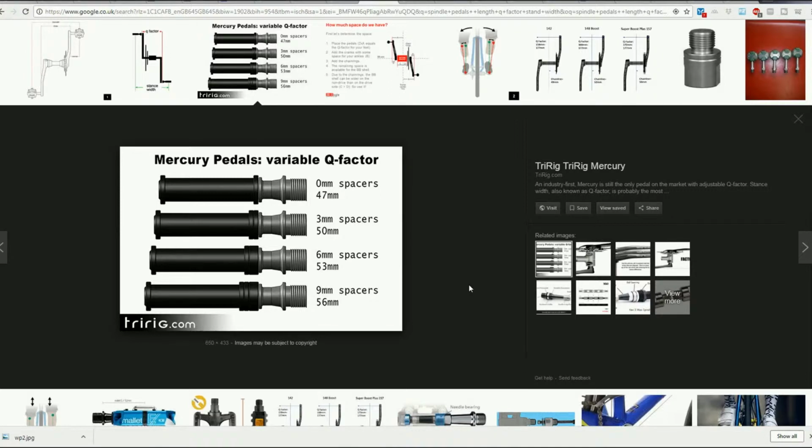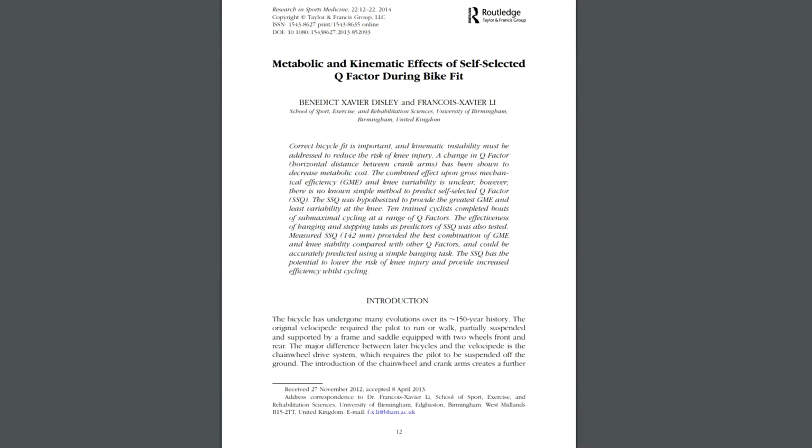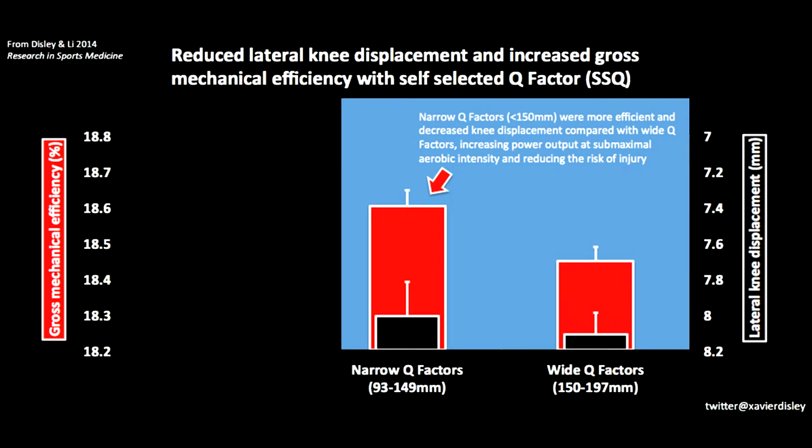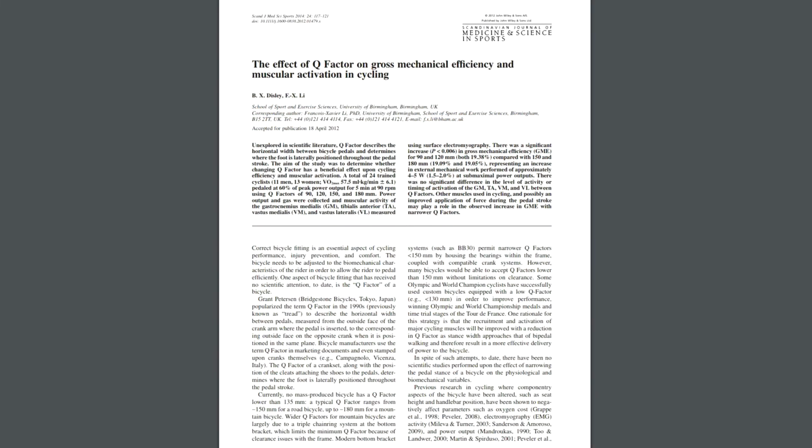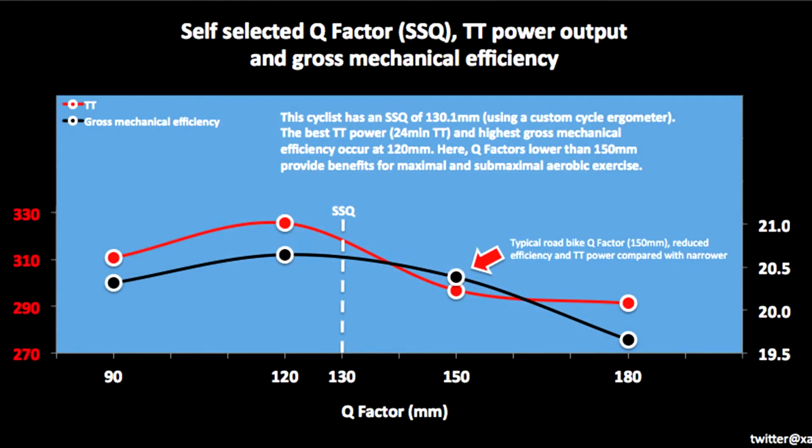Now, can we put some figures on this in terms of comfort? Well, I can't, but Q factor guru Xavier Disley has looked at this in the lab, studying 12, then 24 riders. And he looked at comfort based on lateral knee displacement according to Q factor. And he found that a wider Q factor wasn't really the most comfortable for most people. Now, you as an individual might find a wider Q factor comfortable for you, but he found most people would prefer a narrow Q factor under 150 millimeters. Now, if you allowed people to select their own self-selected Q factor, the one that they personally found most comfortable, they went towards around 140 millimeters, and they found in the lab, Disley et al. found that this was preferential in terms of measured lateral knee displacement and preferential in terms of gross mechanical efficiency. In other words, putting out the power is actually better when you're able to select the Q factor that suits you. Perhaps no surprise there.